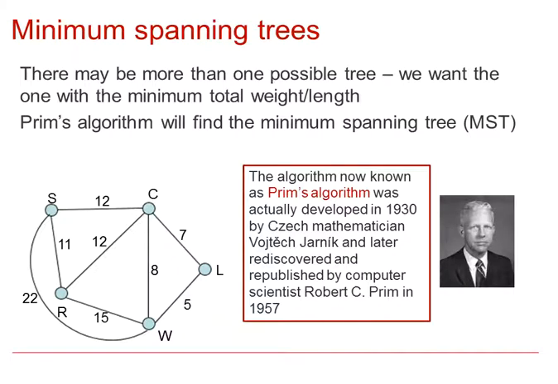One such algorithm is now known as Prim's algorithm and was actually developed in 1930 by a Czech mathematician, but later rediscovered and republished by computer scientist Robert C. Prim in 1957. This is the algorithm we're going to look at in this video.